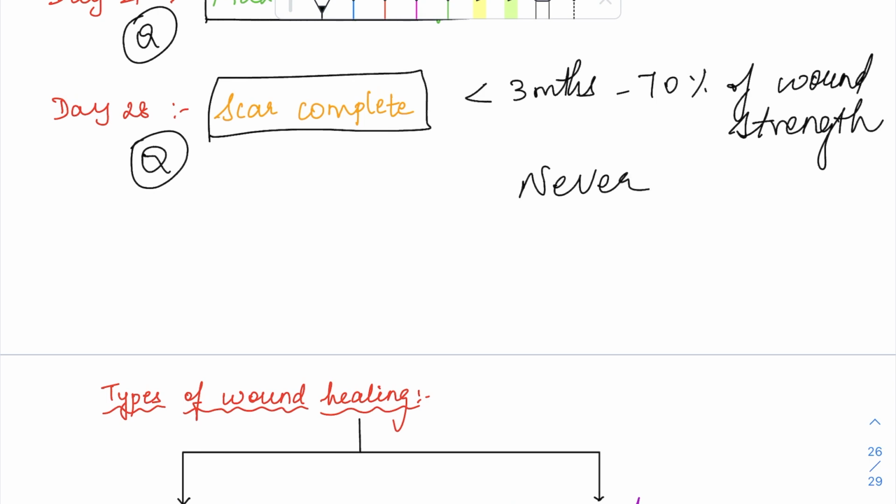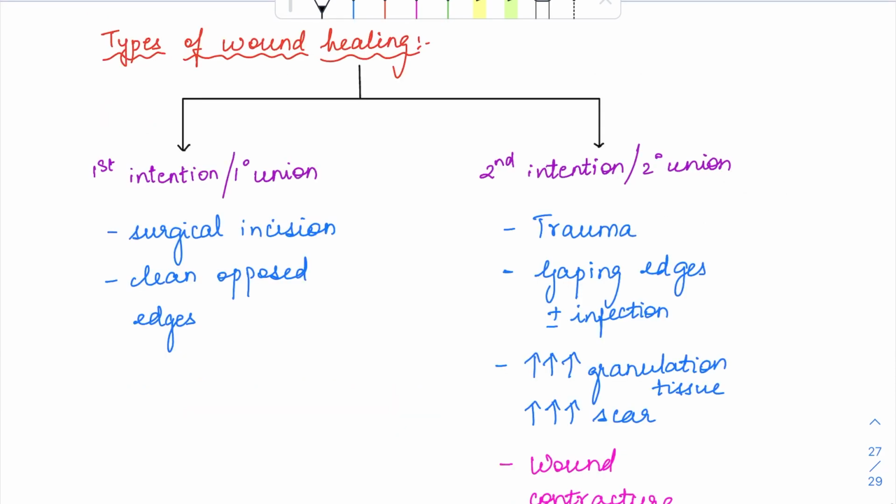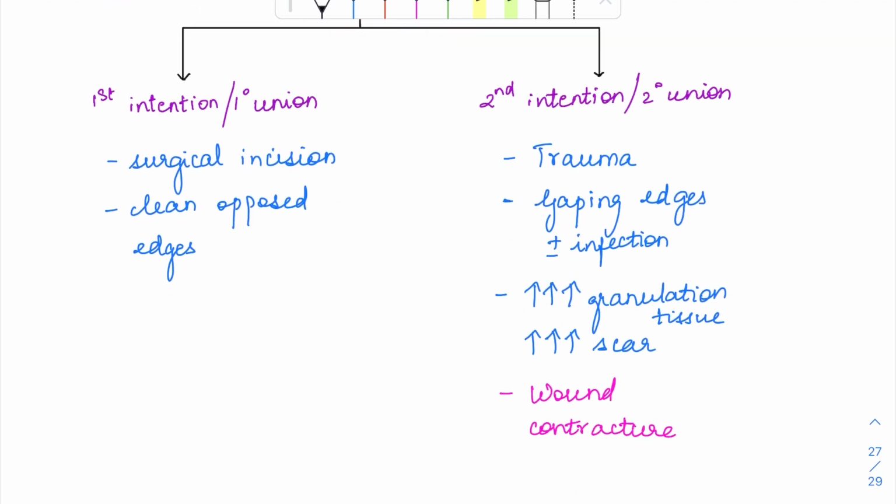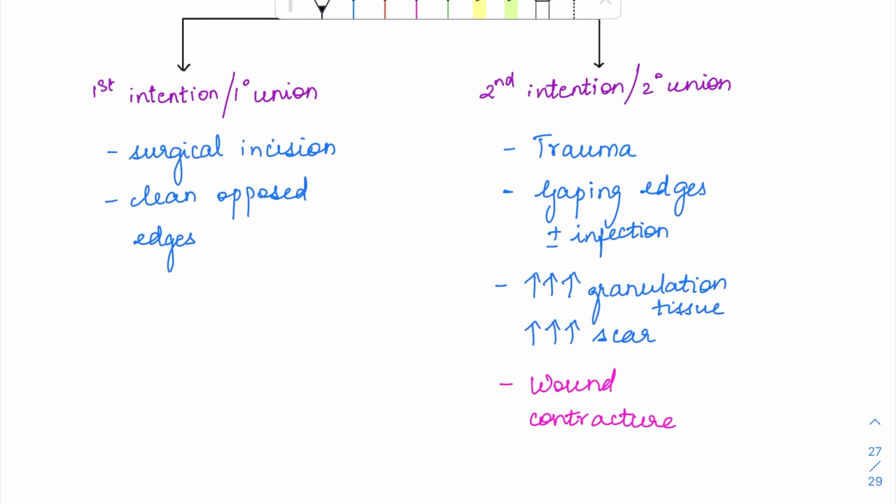And it is never ever going to be 100%. Once it is wounded, it is never going to gain the 100% strength. The types of wound healing we see are primary, or the first intention, and secondary union, or the secondary intention. Primary intention is the one which we see in surgical scars. So there is a clean wound and there are going to be opposed edges. Only the incision site is going to be there. It is going to have opposed edges.